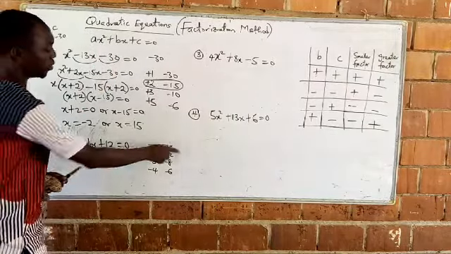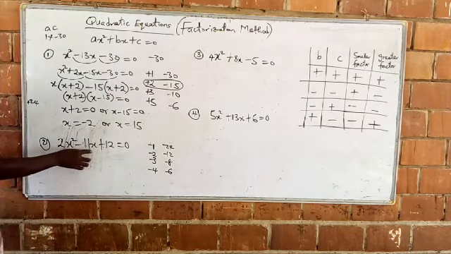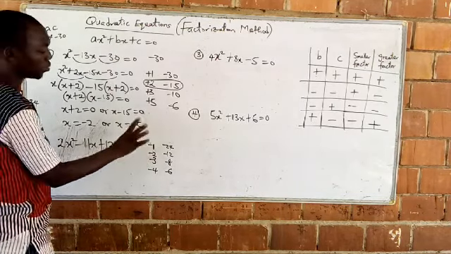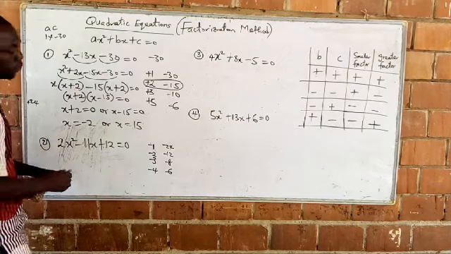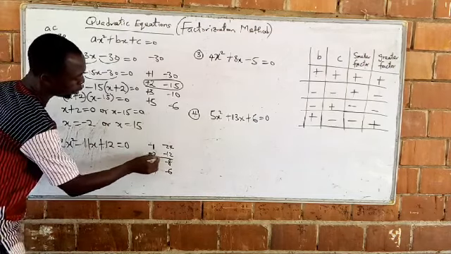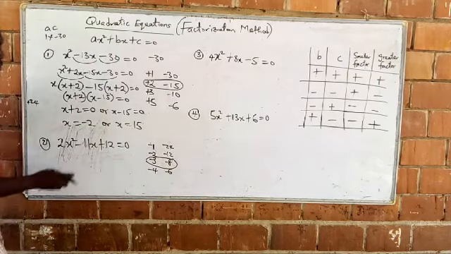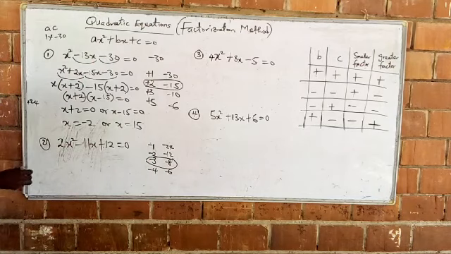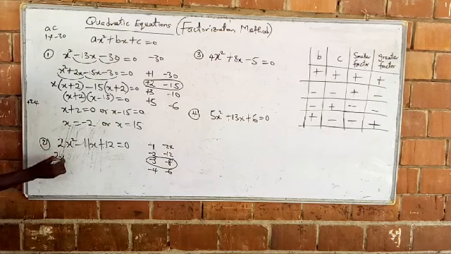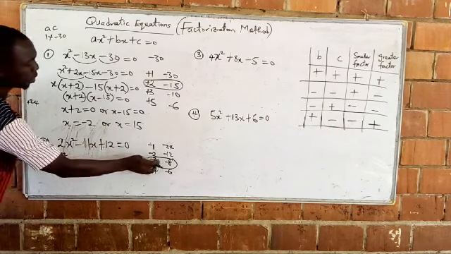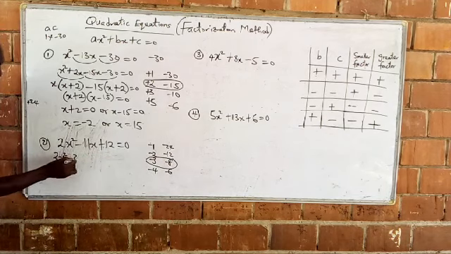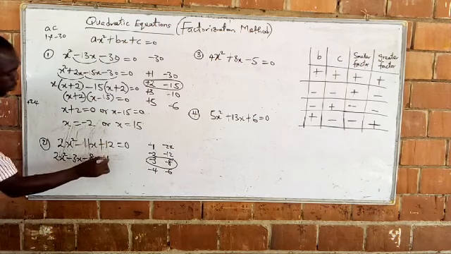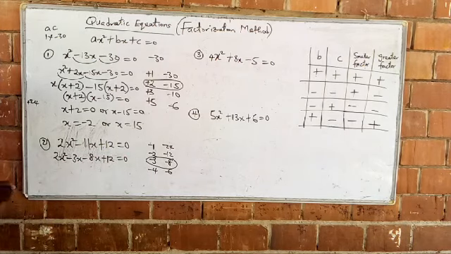Now, which of these pairs will give us minus 11? The one we are going to add together that will give us minus 11. If you look at it, minus 3 and minus 8 will give us minus 11. So, like we did in the first example, it will be 2x squared. We will replace this minus 11x by these two factors: minus 3x minus 8x, then bring down plus 12 equals 0.